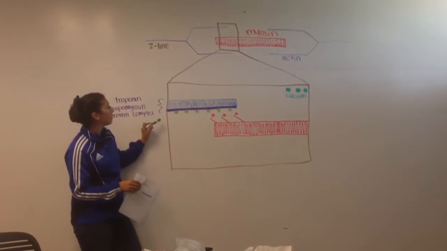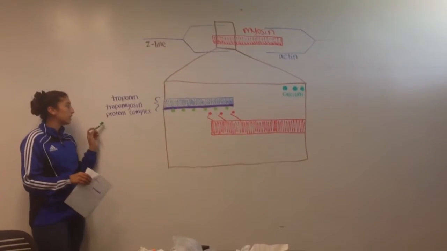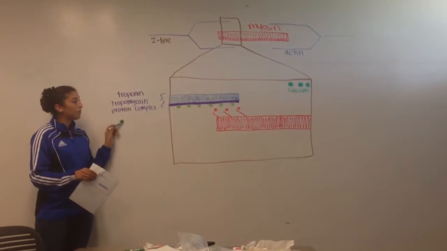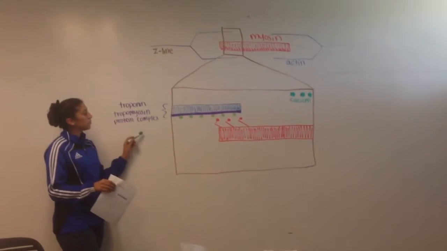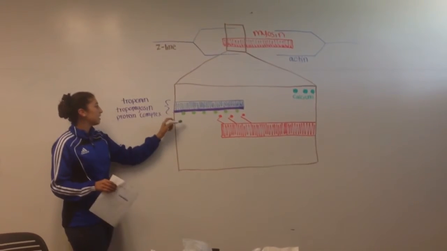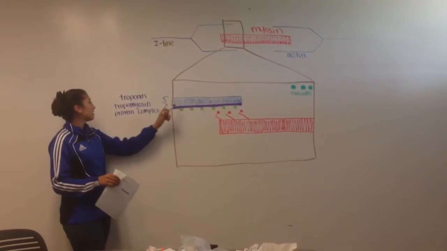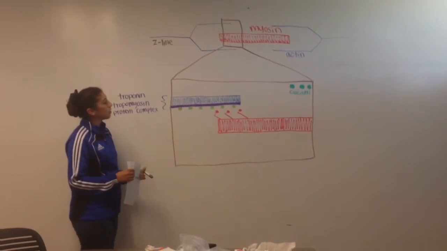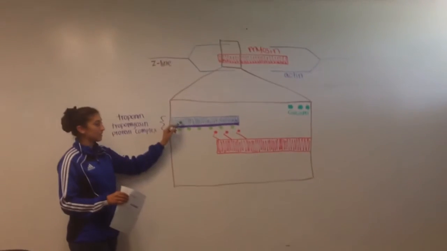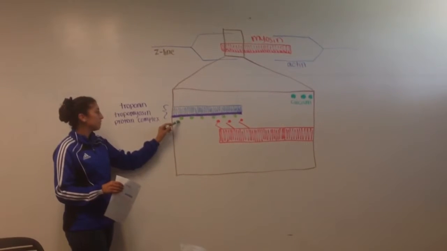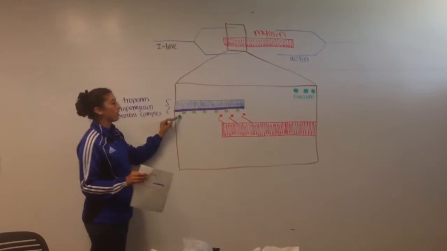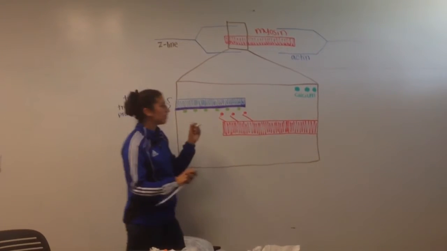And the purple line right here is the troponin and tropomyosin protein complex. The tropomyosin protein complex is the purple line that's connected to the actin, and the green dots that you see right here are the troponin. And so right now, the myosin heads are unable to bind to the actin because the tropomyosin is blocking the binding sites.